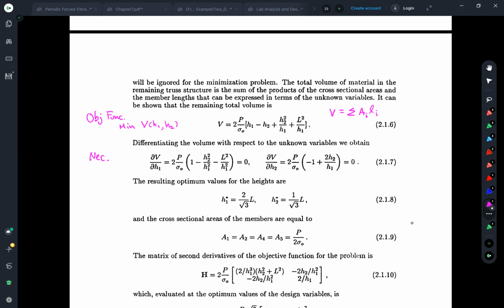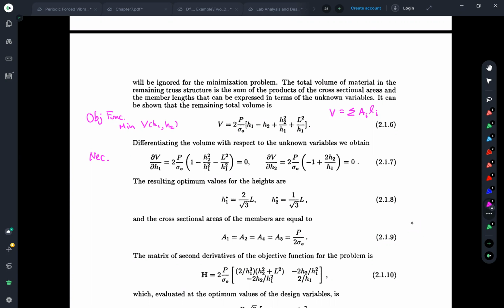However, I think the remaining ones are in the second, third, and fourth quadrants, where either H1 or H2 is negative, so they are not considered in our problem. It's trivial. Therefore, only the stationary point in the first quadrant is allowed here, and it becomes 2.1.8.